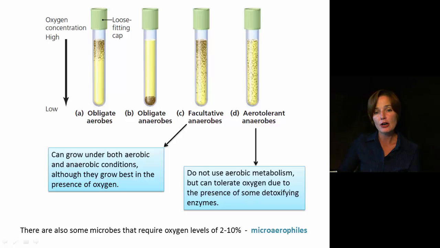If we're talking about the aerotolerant anaerobes, these do not use aerobic metabolism, and they are able to tolerate the presence of the oxygen because they do have some of those detoxifying or neutralizing enzymes there. But since they don't really use the aerobic metabolism, even though they tolerate oxygen's presence, they're not really going to grow better in the presence of oxygen. So for that reason, we see a nice even concentration of their growth throughout this particular tube.